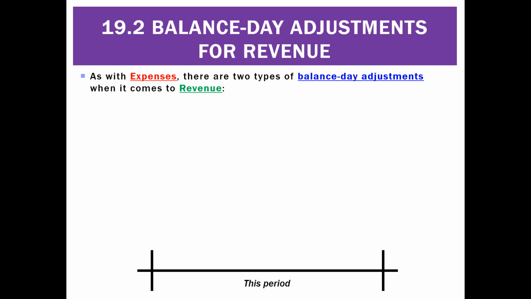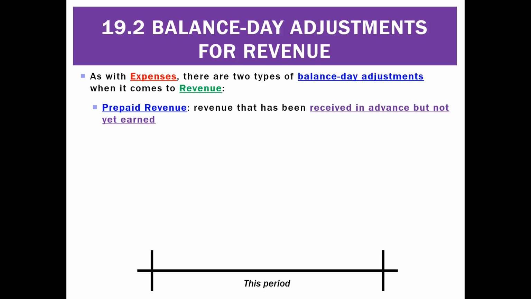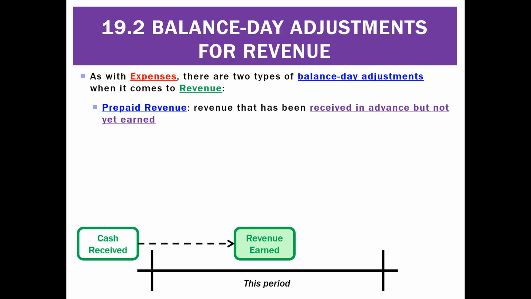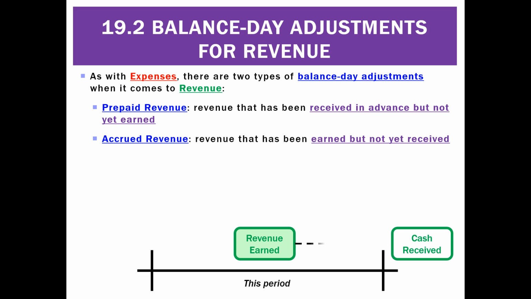There are two types of balance day adjustments for revenues as well. There's prepaid revenue, which is revenue that's been received in advance but not yet earned. That could be where I've got the money in the previous period, but I'm not going to earn it until next period. The opposite would be where I've earned the revenue, but I won't receive the money until next period. We call that an accrued revenue, revenue that's been earned but not yet received.